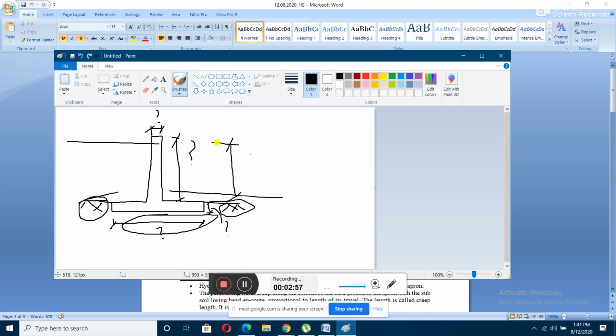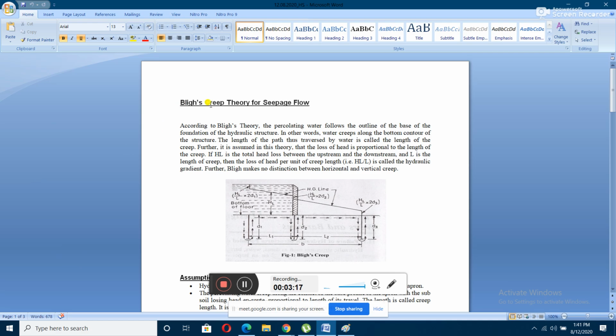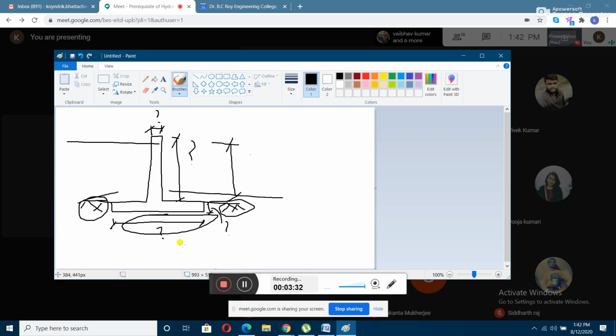For that purpose there are some theories adopted by three different scientists known as Bligh, Lane and Khosla. These are the three scientists. Firstly, today we will be studying Bligh's theory. It is known as Bligh's creep theory for seepage flow. Bligh is the name of the scientist. That's why we'll be going word by word in explaining this. Bligh's creep theory for seepage flow. Bligh is the name of the scientist, right? Creep theory. What do you mean by creep theory?